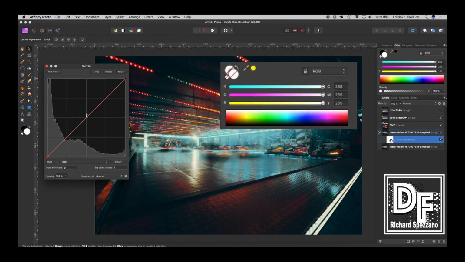Or you can go here and just get a little bit. This is lowering the red, but adding cyan. This is raising the red and taking away cyan. So that's what that means. Let me reset that.